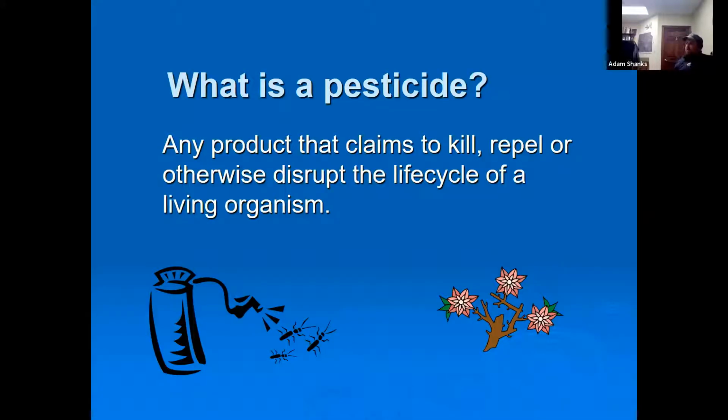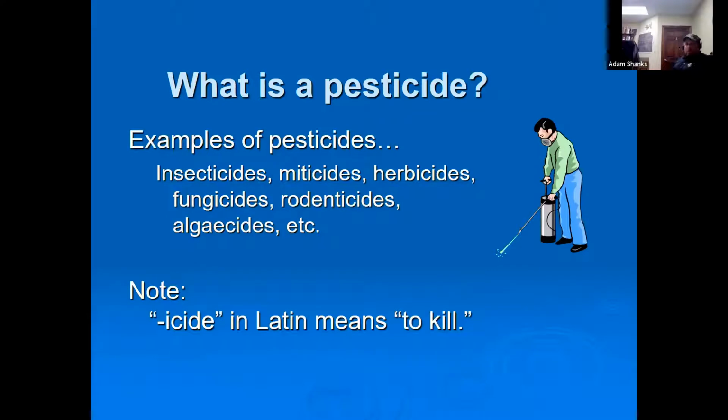So what is a pesticide? Okay, well, it's any product that claims to kill, repel, or otherwise disrupt the life cycle of a living organism. Examples include insecticides, miticides, herbicides, fungicides, rodenticides, and algicides. So the suffix is obviously Latin to mean to kill, so it kills insects, mites, herbs, fungus, rodents, and algae.